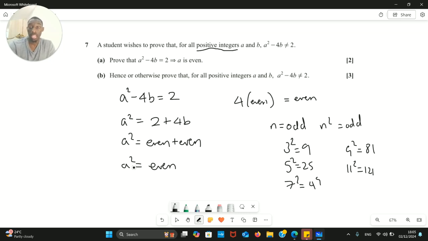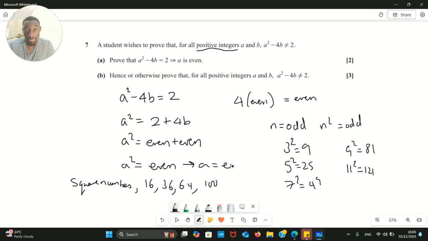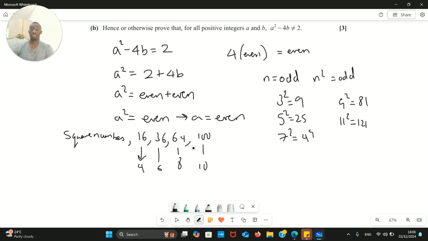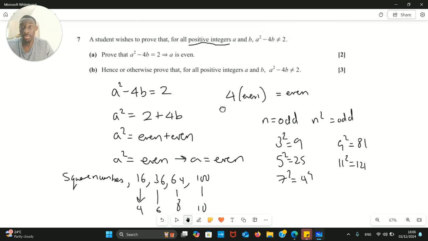So that means if my a squared is an even number, let's think of some square numbers that are even. You can have 16, you can have 36, you can have 64, you can have 100. These are basic ones, and all of these square numbers are even. If I was to square root these numbers, I will get 4, 6, 8, 10, and so forth. So that means if my a squared is even, then my a is going to be even. So we've proven that's the case.